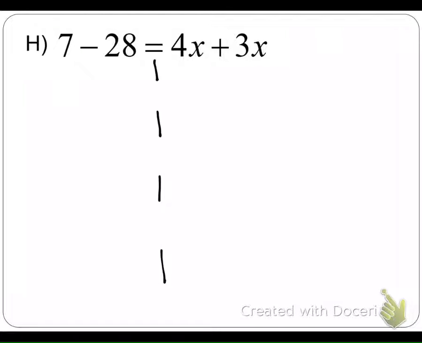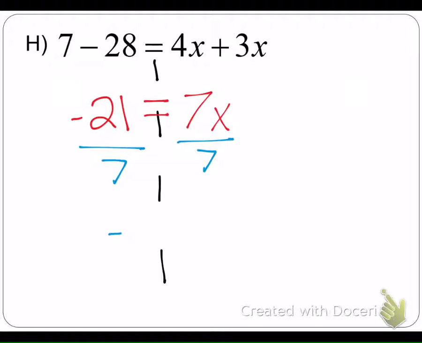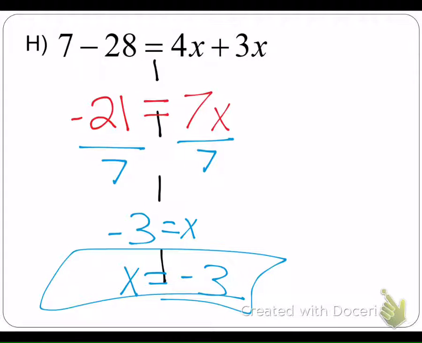What is 7 minus 28? Negative 21 equals, what's 4x plus 3x? And now it's just a one-stepper. So negative what? 3 equals x, or x equals negative 3. Of course. Any questions?